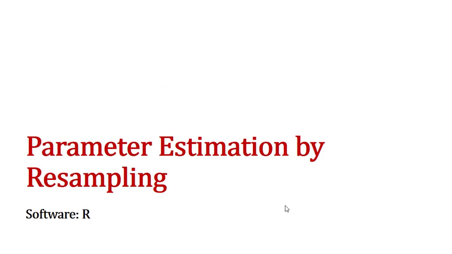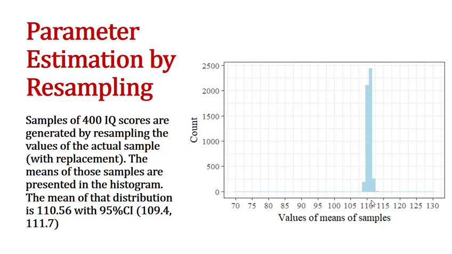Okay, so the third type of parameter estimation is by resampling. Again, we use R, and the way we do it is from the 400 scores. Remember, in resampling we don't use any theoretical distribution, we only use the values we obtain in our sample. So from those 400 scores we generate a new sample of 400 scores by replacement.